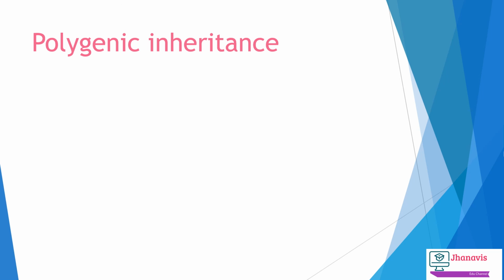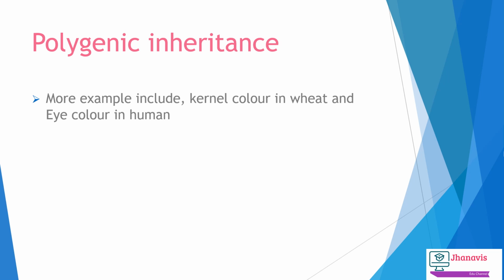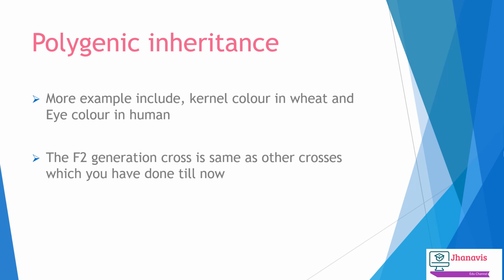The other examples to clearly understand polygenic inheritance are the wheat color in kernel and the eye color seen in human beings. The F2 generation cross is very similar to the other crosses which you have done till now. Please go through the crosses and check whether you get the correct proportion of intermediates or offspring in the F2 generation.